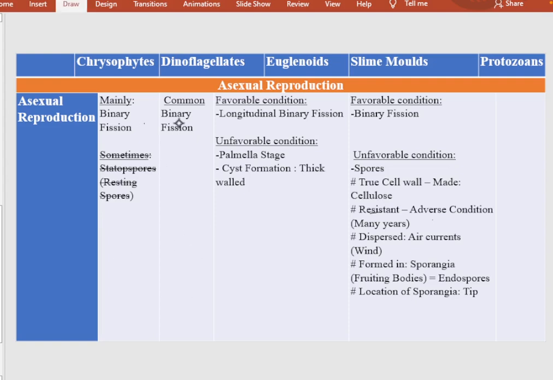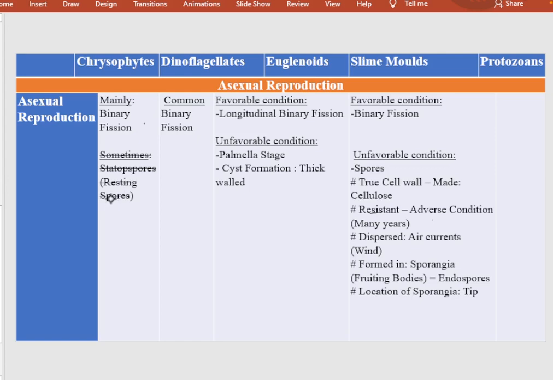Dinoflagellates are what? Oblique. See here, dinoflagellates are like this, so they will undergo oblique binary fission. Slime molds also binary fission only. Favorable condition is there, binary fission. That's it, similar to bacteria. Unfavorable conditions are there, they will form what?